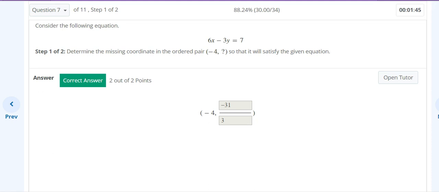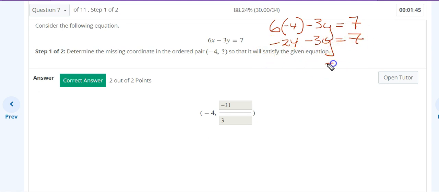Now here they're asking you to find the missing coordinate. Where this looked a little bit easy, it was a little bit challenging, because let's just do it. So it's 6. Now we know our x is a negative 4, minus 3y equals 7. So we substituted our x value into the equation. Now we get a negative 24 minus 3y equals 7.